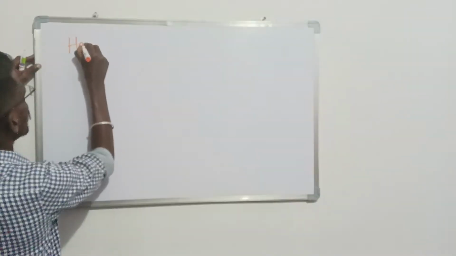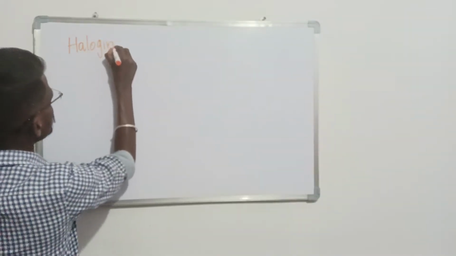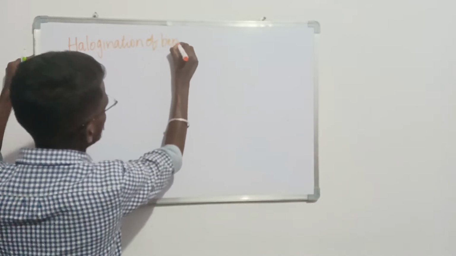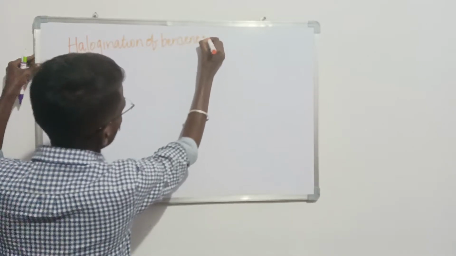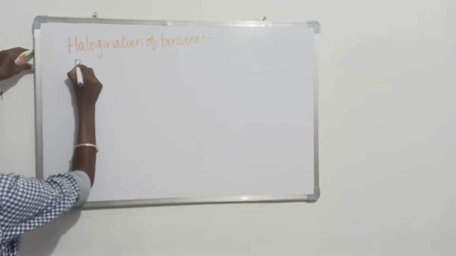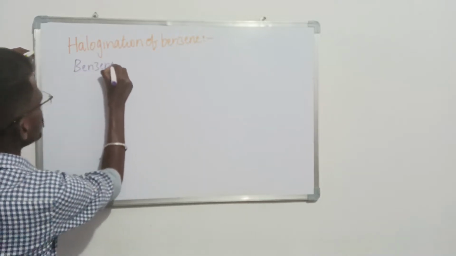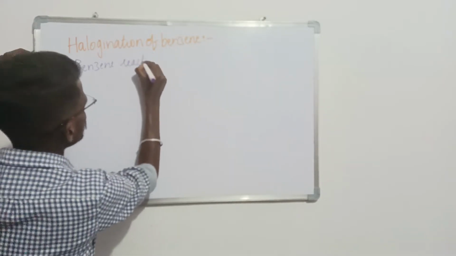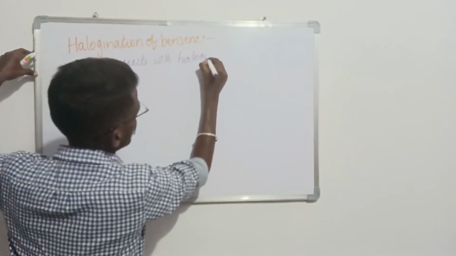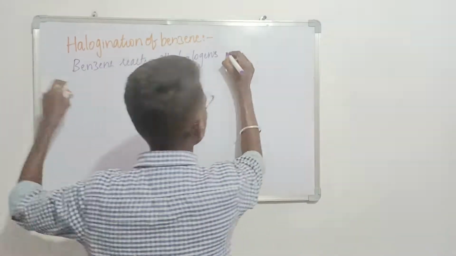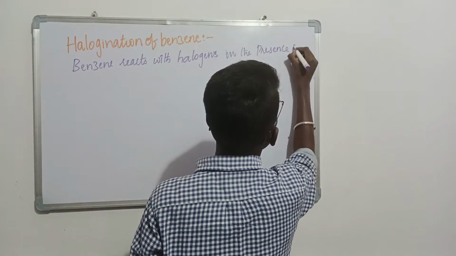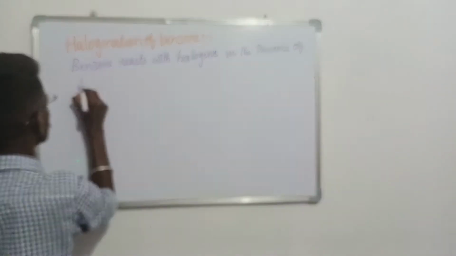Today we are going to discuss halogenation of benzene. So, what is the reaction involved in it? Benzene reacts with halogens in the presence of a Lewis acid.